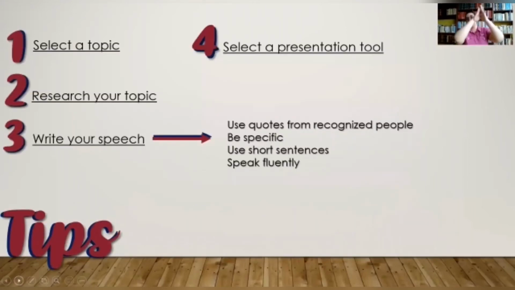Okay, these are my tips to make a speech. Select your topic. This is important when you read about a city. You need to read about the city. You will select a topic. For example, I want to select education problems. Okay, cool. I researched the topic in my city and I started to write my speech.